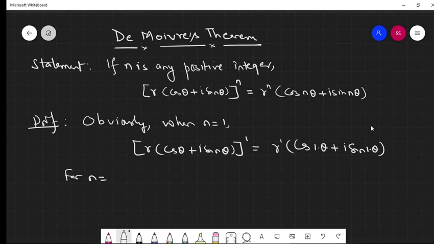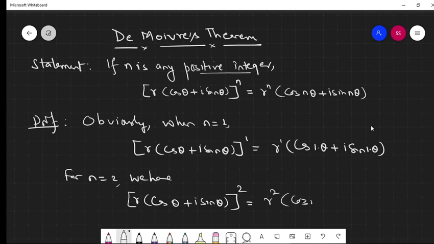And for n equal to 2, because n is a positive integer starting from 1, we have (r(cos theta + i sin theta))^2 equals r squared (cos theta + i sin theta) whole squared, or simply r squared (cos 2 theta + i sin 2 theta) also we can write.